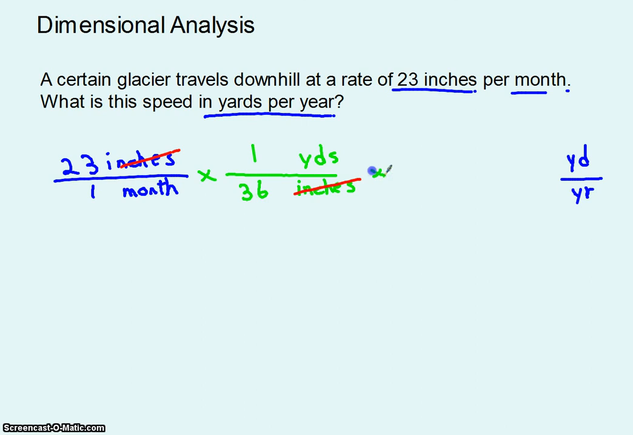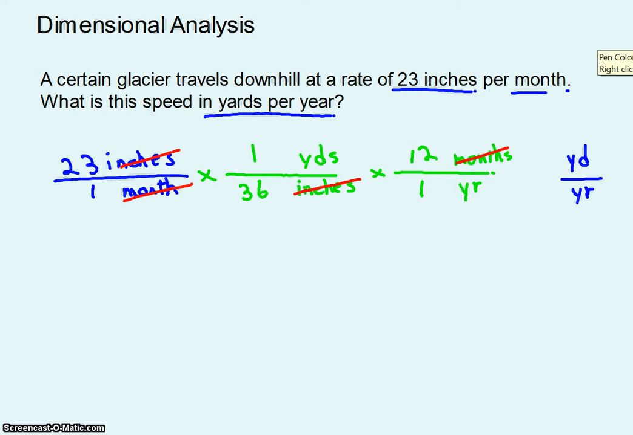Then my next conversion factor, and I know I need another one because right now I've got yards on top like I want, but I've got months on the bottom and I want years on the bottom. Okay? So since months is on the bottom over here, I'll put months on top there. That will allow them to cancel. And I want years on the bottom at the end, so I'll write years here. Now I do need to pay attention. Where does the 12 go? Well, there's 12 months in 1 year. Okay. So when I get finished canceling things, the only things left will be yards per year, which is the way I want my answer.